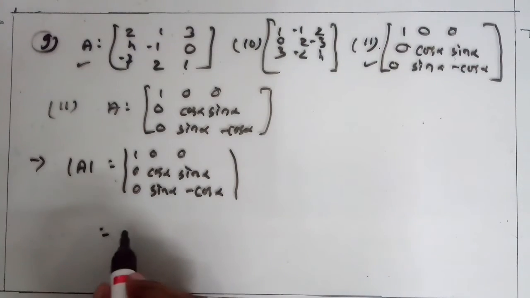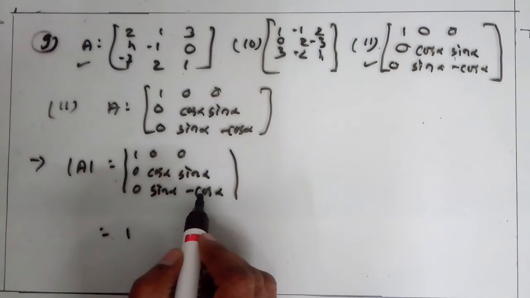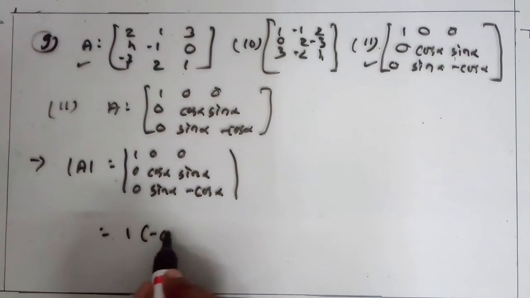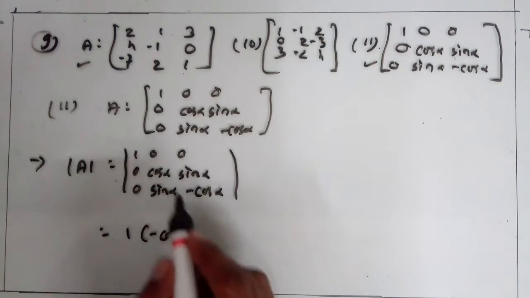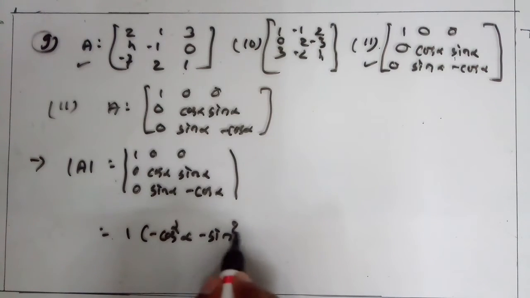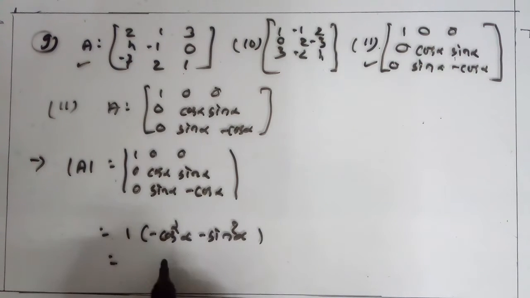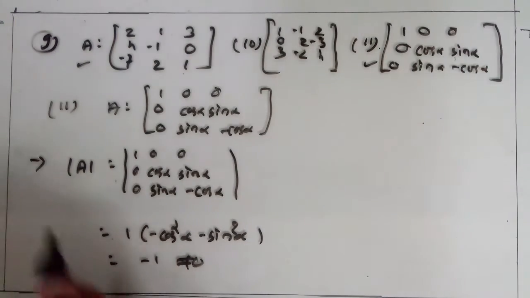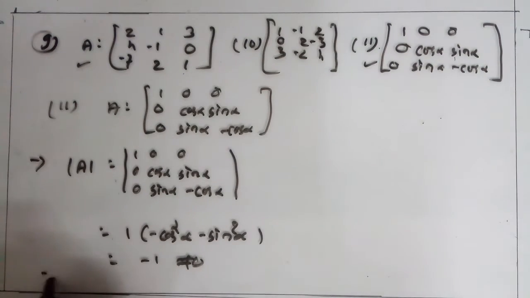So it is equal to 1 into the product of these two, minus cos square alpha, minus the product of these two, minus sin square alpha. Taking minus common, we get cos square plus sin square, which becomes minus 1. So it is not equal to 0. Clear? So the determinant of A is not equal to 0, therefore A inverse exists.